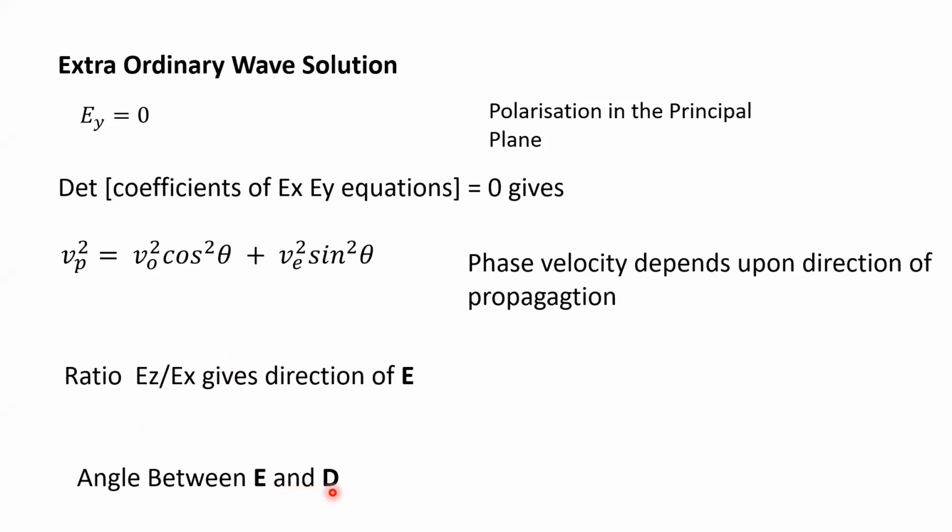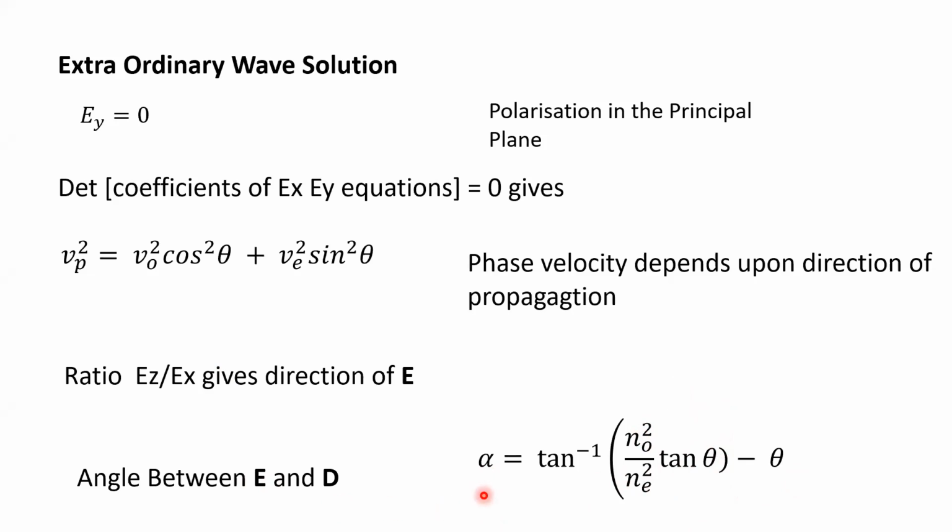And that angle turns out to be this. Well, there should have been a bracket. The bracket should be here. So it is tan inverse of n_o square over n_e square times tangent theta. So this is the bracket here. In case you're taking notes, please make this a bracket. And then you subtract theta. This is the angle between E and D.